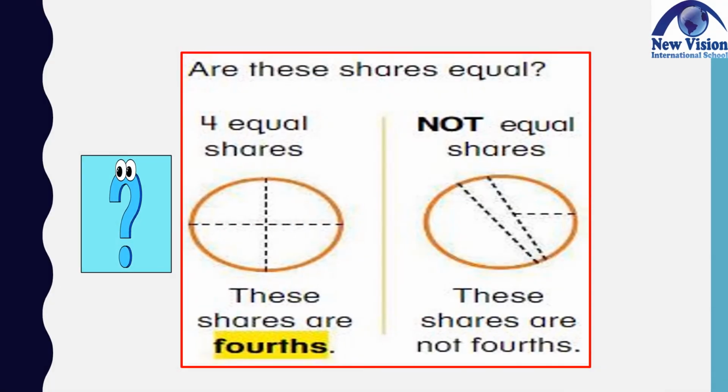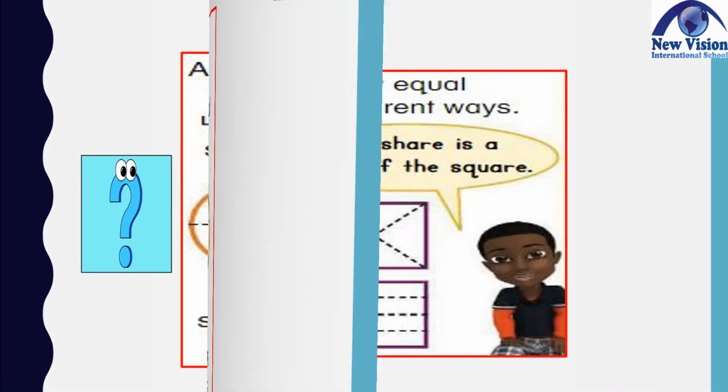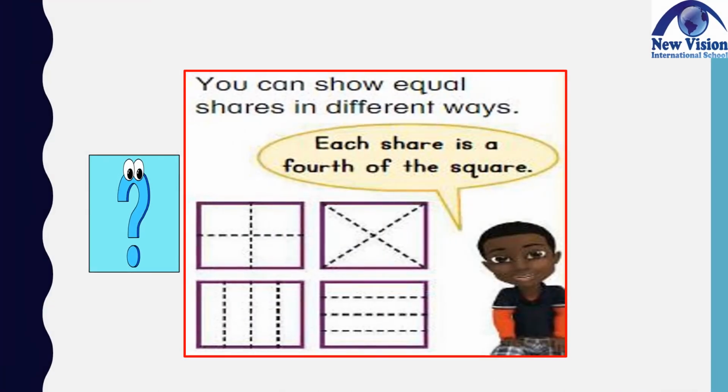Are these shares equal? Why are the 4 shares in the first circle called fourths? Because they are 4 equal shares of the whole. Why are the 4 shares in the next circle not fourths? Because the shares are not equal. Look at this example. We can show equal shares in different ways.